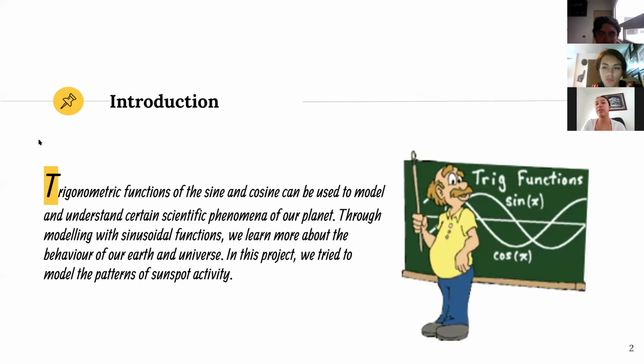Okay, so the trigonometric functions of the sine and cosine can be used to model and understand certain scientific phenomena of our planet. Through modeling with sinusoidal functions, we learn more about the behavior of our Earth and universe. In this project, we try to model the patterns of sunspot activity.